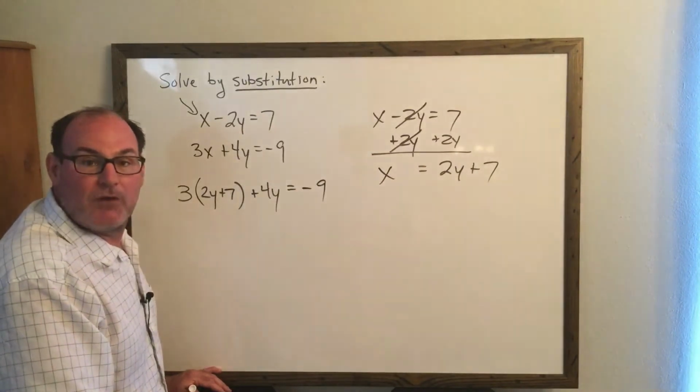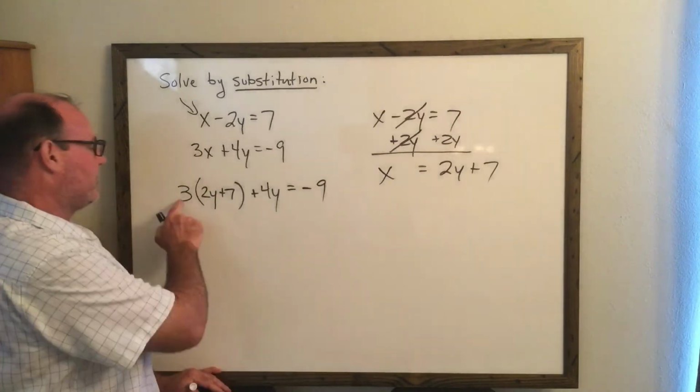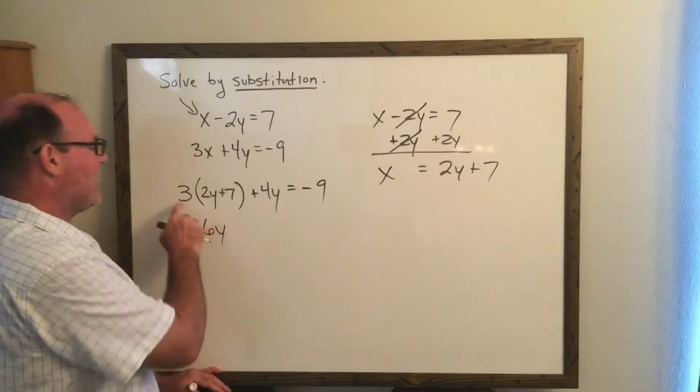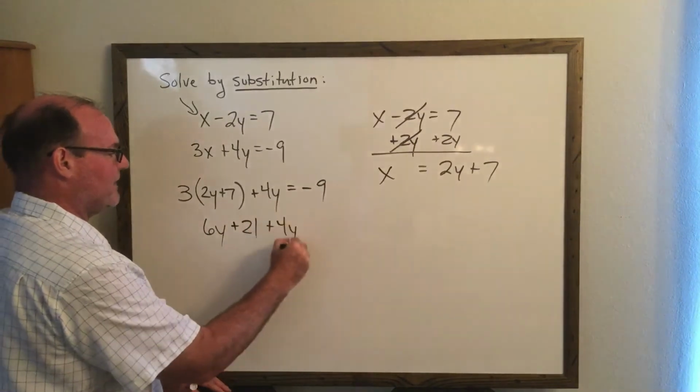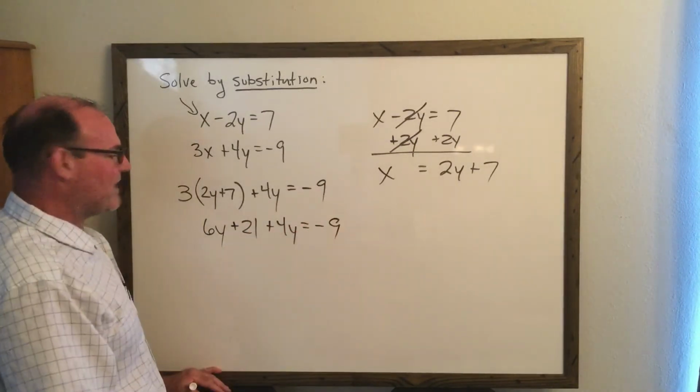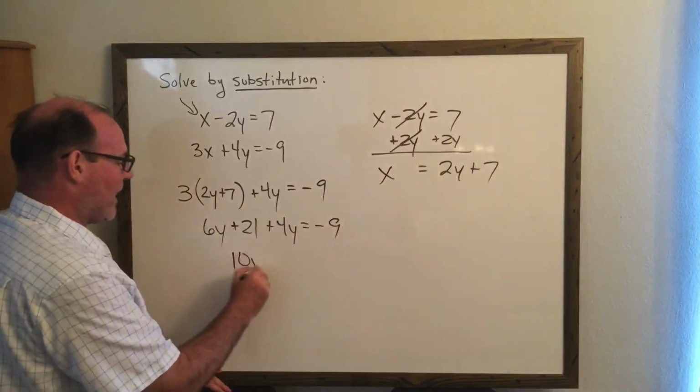You've probably solved a bunch of these before. I'm going to first distribute. So 3 times 2y is 6y. 3 times 7 is 21, plus 4y is equal to negative 9. I'm going to collect those like terms. 6y and 4y, that is 10y.